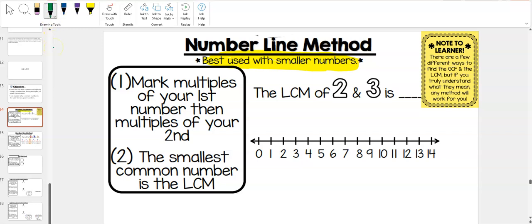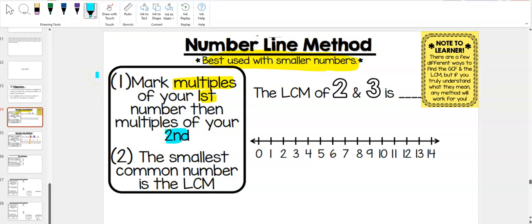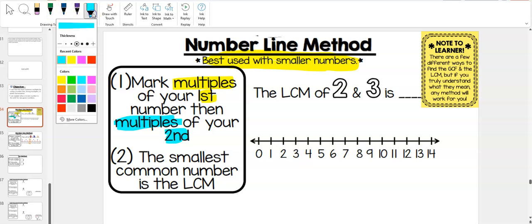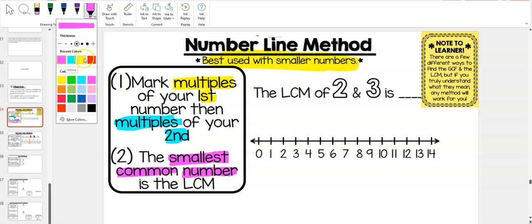Okay, so what we're going to do for the number line method is we're going to be marking off the multiples of the first number, and we're going to be marking off the multiples of the second number on our number line. And then we are just going to look at where the two numbers are in common and which one is the smallest number in common. Super simple, okay?